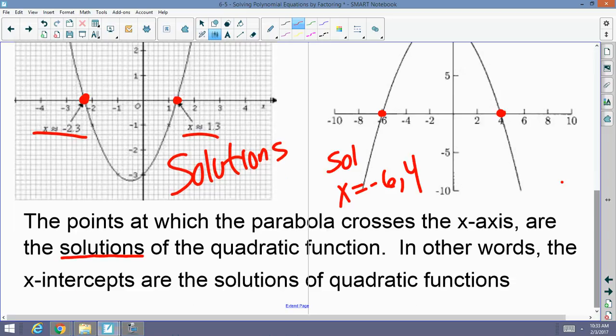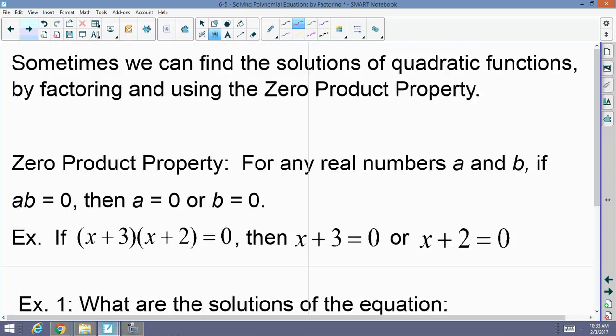So, that being said, sometimes we can find the solutions of quadratic functions by factoring and using the zero product property. I say sometimes because maybe it's not factorable. In that case, we're going to use the skill of completing the square or the quadratic formula, but we're not there yet. So the zero product property is the last thing I have to teach you before we put it all together today. For any real numbers a and b, if a times b equals 0, then a and/or b must equal 0.